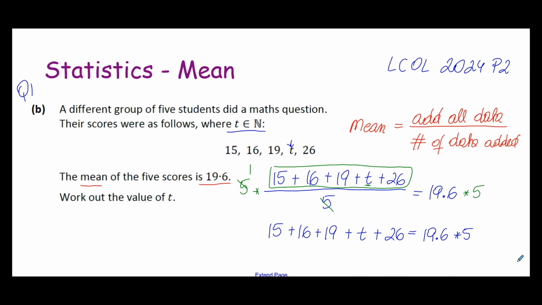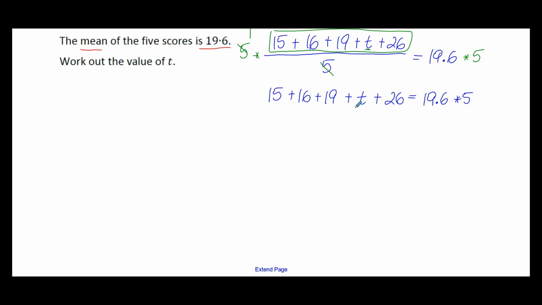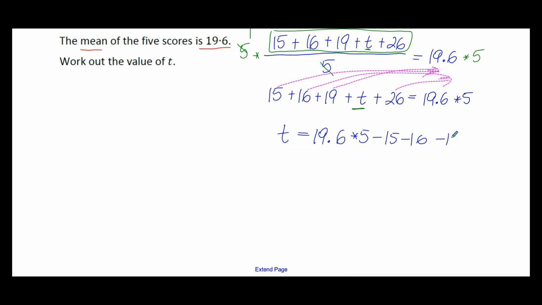Now, what we want is that letter T, not T added with all these numbers. So what do we do with all these numbers? All of them we take to the other side of the equation so that we are left with T only. So on the other side of the equation, I have 19.6 multiplied by 5. Then I take 15 to the other side, change the sign. 16 the other side, change the sign. 19, change the sign. And 26, change the sign. Now I have all my numbers on the other side.